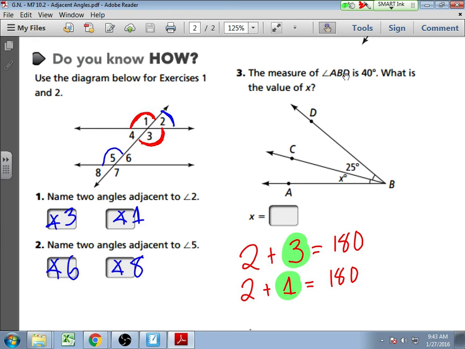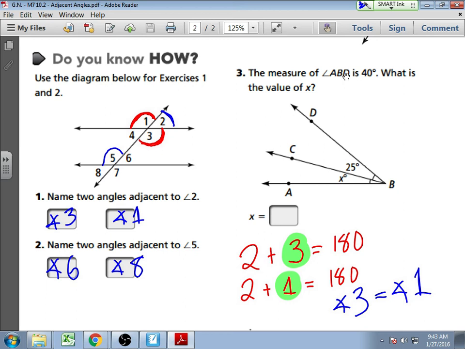So 2 and 3 is a supplementary pair. 2 and 1 is a supplementary pair. But because 3 and 1 both can pair with 2, they have to be equal. They've got to be the same thing in order to be able to do the same thing. This leads us to our next classification of angles called vertical angles.